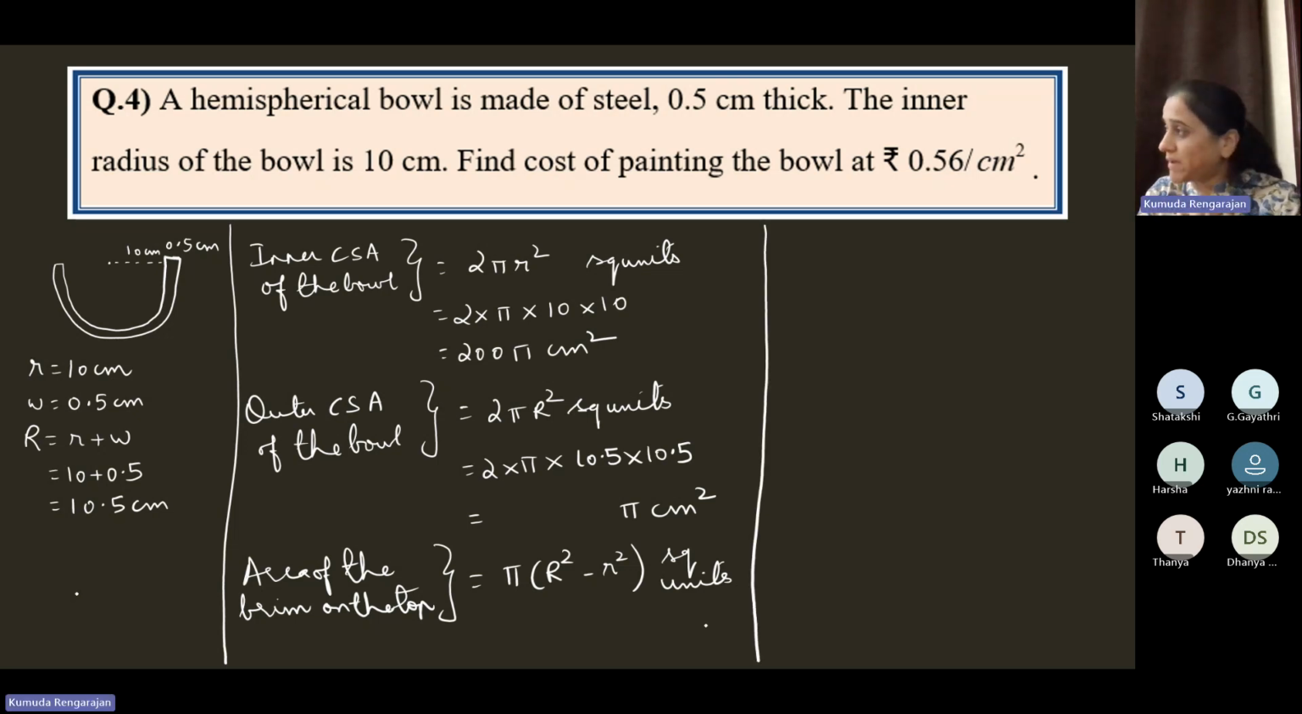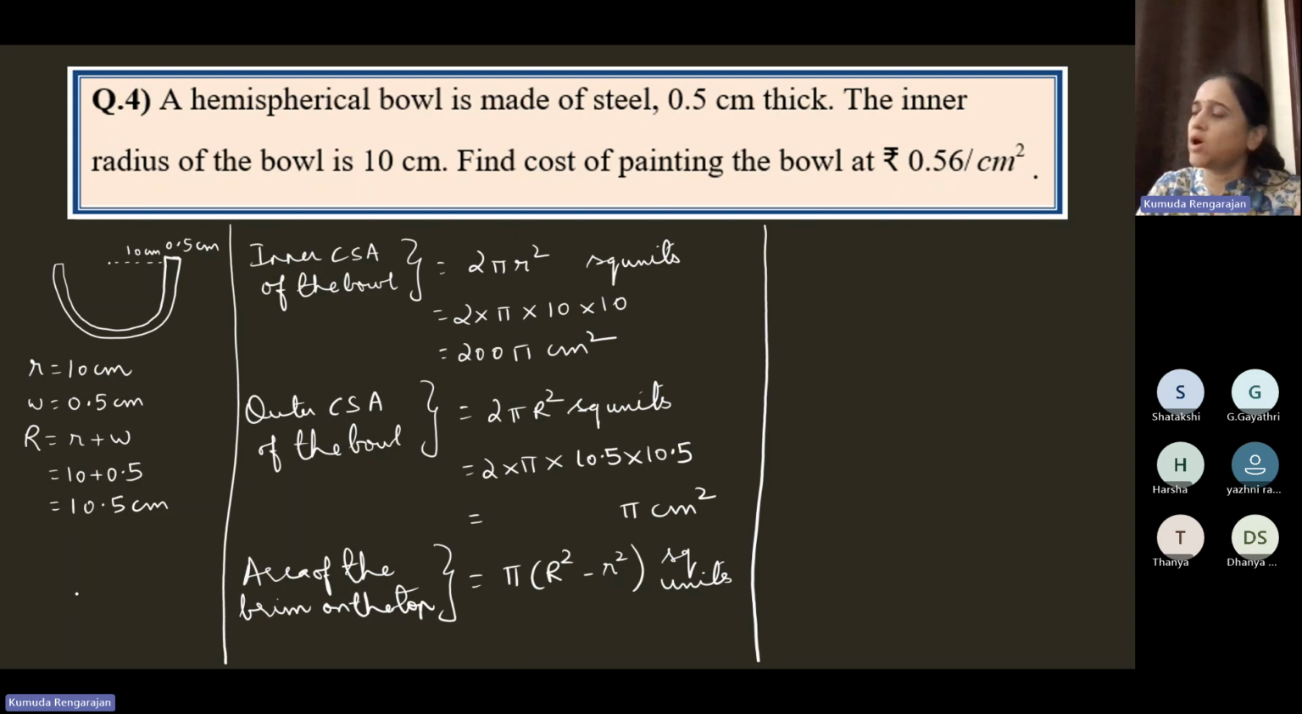Find all the answers in pi. Okay, so like you get 3 pi, 4 pi, 5 pi. Add all the pi's: 3 pi plus 4 pi is 7 pi, 7 pi plus 5 pi is 12 pi. Now the cost will be 12 pi into 0.56. So there you use the value of pi: 12 into 22 by 7 into 0.56. Once for all, use the value of pi. You don't have to use the value of pi everywhere.